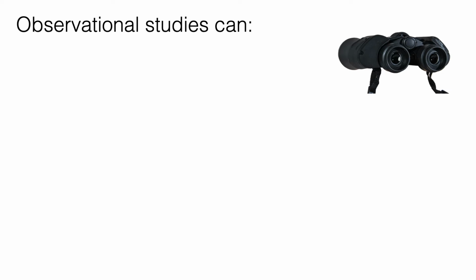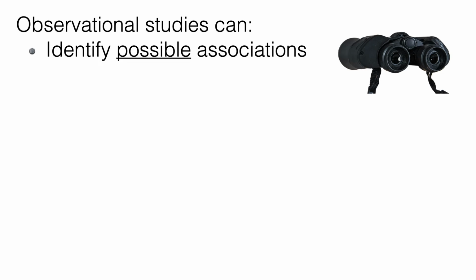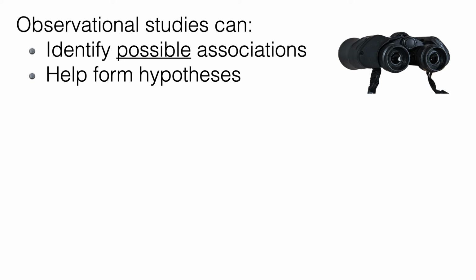Observational studies, going back to those, are useful for identifying possible associations between two or more things. For example, is there an association between smoking and lung cancer? They can therefore help to form a hypothesis.